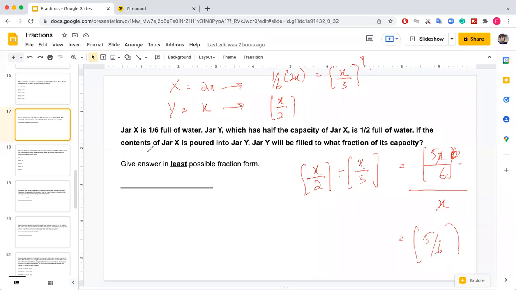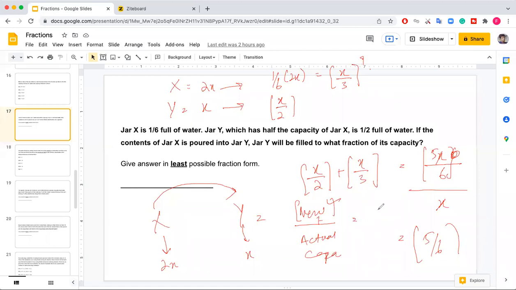Now listen. We have two jars, x and y. The capacity of jar x is 2x, and the capacity of jar y is half of that, that is x. It is filled to 1 over 6, and the other is filled to 1 over 2. Just pour from x to y, and whatever the result is, that is the new filled quantity of jar y. The question asks what fraction of its capacity, so it is the new quantity filled divided by the actual capacity.